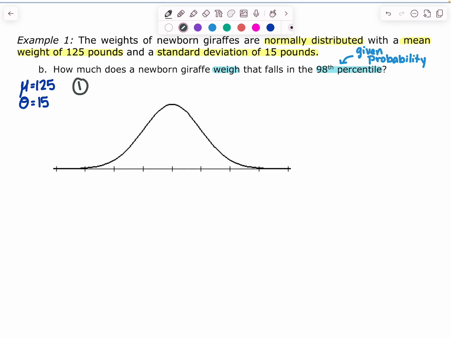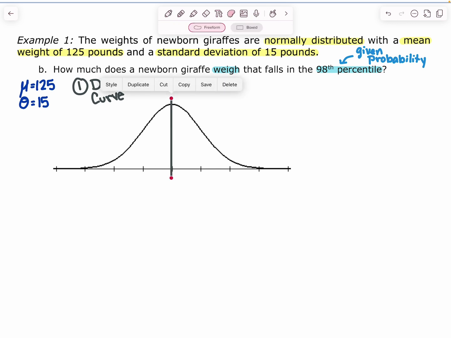So step one is to draw our curve if we don't already have one. And on the curve, I'm going to go ahead and add my middle line so that I have that quick and easy reference for 50%. And I'm going to just slide that over a little.